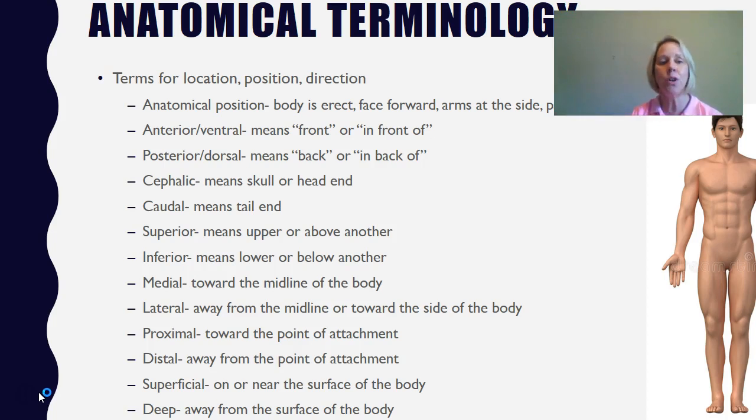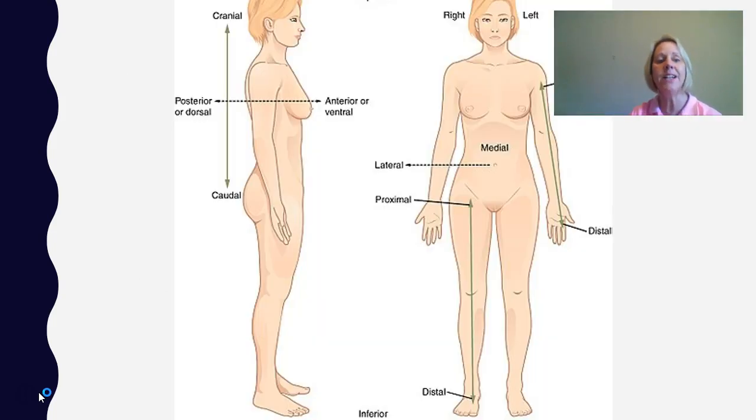Cephalic means toward the skull or the head, and here's another picture. Caudal means more toward the tail. Notice you have anterior here, the front portion, and then posterior toward the back. Here also you can see the terms medial and lateral. Medial means toward the midline of the body, as if you're looking at the abdomen here, which is near her belly button or her umbilicus. And lateral means away from the midline.